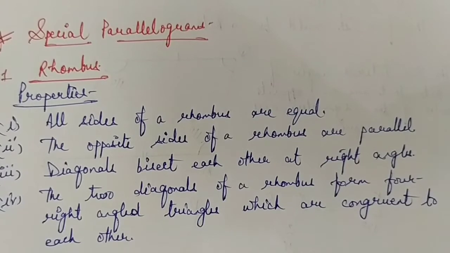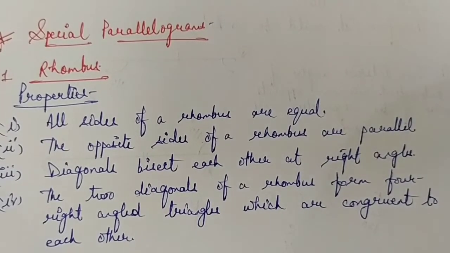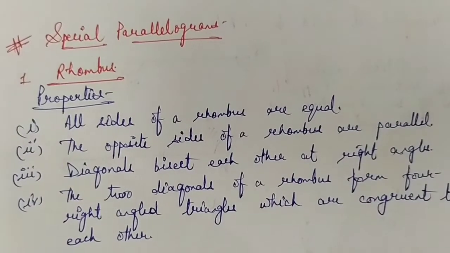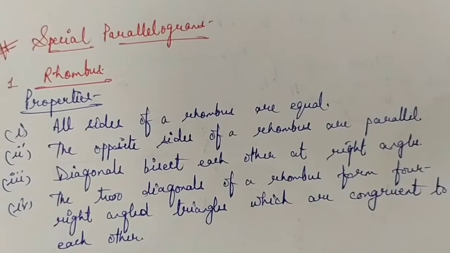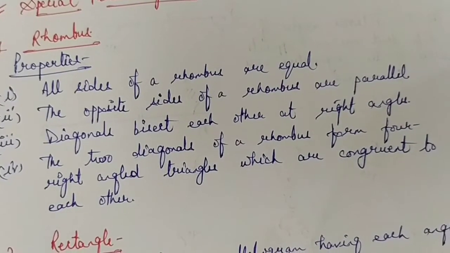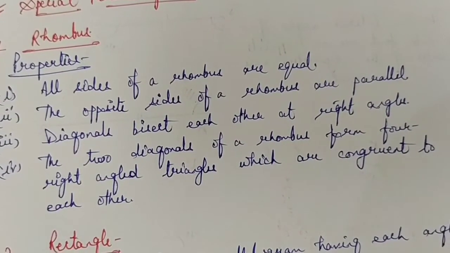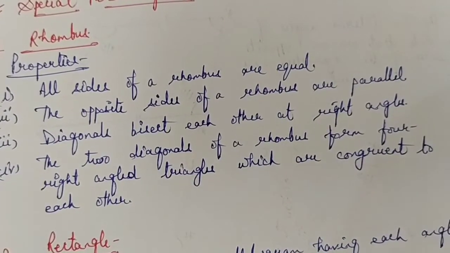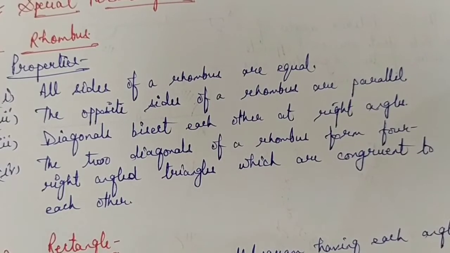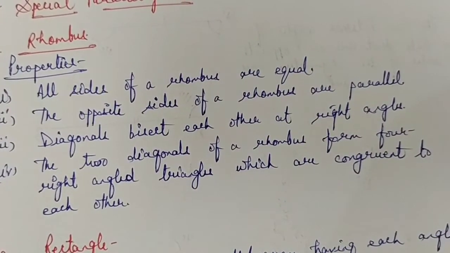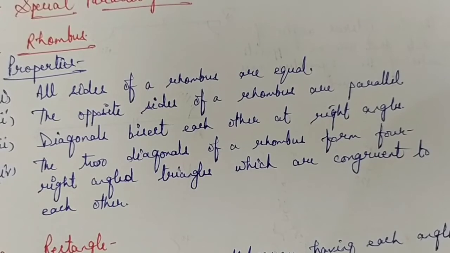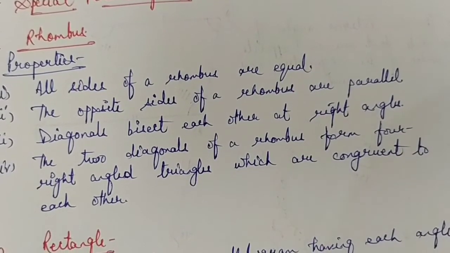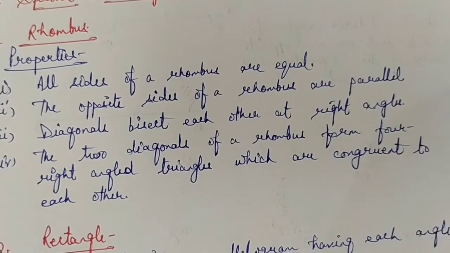So you can see the property of rhombus. So please class, note down the properties of rhombus. This parallelogram is not new to you. You have learned these properties many times earlier also. So all sides of a rhombus are equal. The opposite sides of rhombus are parallel. Diagonals bisect each other at right angle. The two diagonals of a rhombus form four right angled triangles which are congruent to each other. Okay.